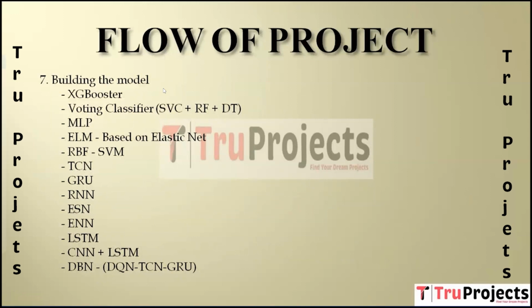XGBooster. Constructing a model using the XGBooster algorithm. Voting classifier SVC plus RF plus DT. Combining support vector classifier, random forest and decision tree models using a voting classifier. MLP, which stands for multi-layer perceptron, creating a model using a neural network with multiple layers. Then we have ELM, which stands for extreme learning machine, based on elastic net, developing a model based on elastic net within the framework of extreme learning machine.